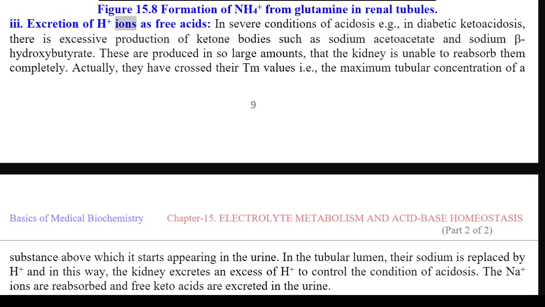3. Excretion of H+ ions as free acids. In severe conditions of acidosis, for example in diabetic ketoacidosis, there is excessive production of ketone bodies such as sodium acetoacetate and sodium hydroxybutyrate. These are produced in such large amounts that the kidney is unable to reabsorb them completely. Actually, they have crossed their Tm values, i.e., the maximum tubular concentration of a substance above which it starts appearing in the urine. In the tubular lumen, their sodium is replaced by H+, and in this way, the kidney excretes an excess of H+ to control the condition of acidosis. The Na+ ions are reabsorbed and free keto acids are excreted in the urine.